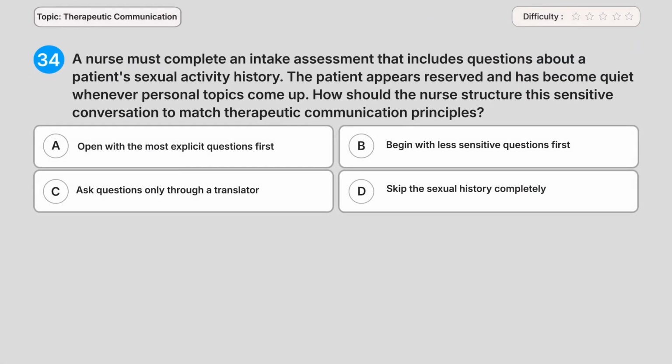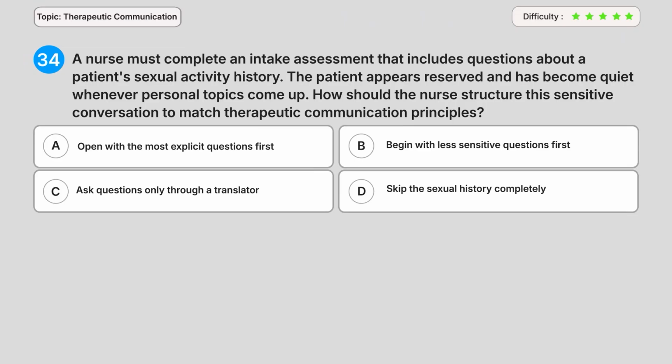Question 34. A nurse must complete an intake assessment that includes questions about a patient's sexual activity history. The patient appears reserved and has become quiet whenever personal topics come up. How should the nurse structure this sensitive conversation to match therapeutic communication principles?